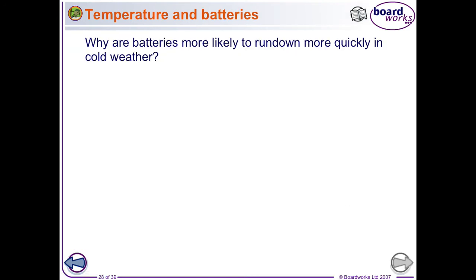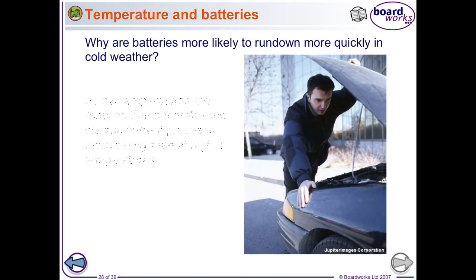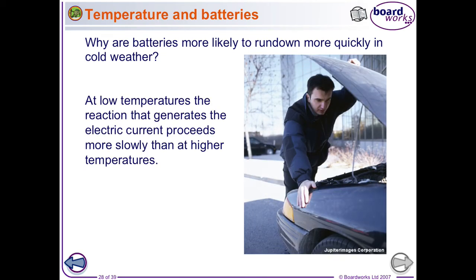So why are batteries more likely to run down more quickly in cold weather? Sometimes you see cars stall and not start up when the temperature is cold. The reason for that is at low temperatures, the reaction that generates the electric current proceeds more slowly than at higher temperatures. So when it's very cold outside, it slows down the possibility of your reactants colliding with one another because the temperature is so low. So it decreases the frequency.